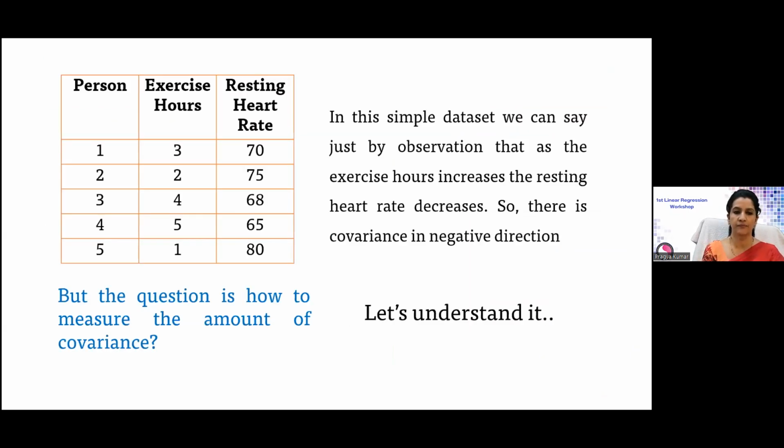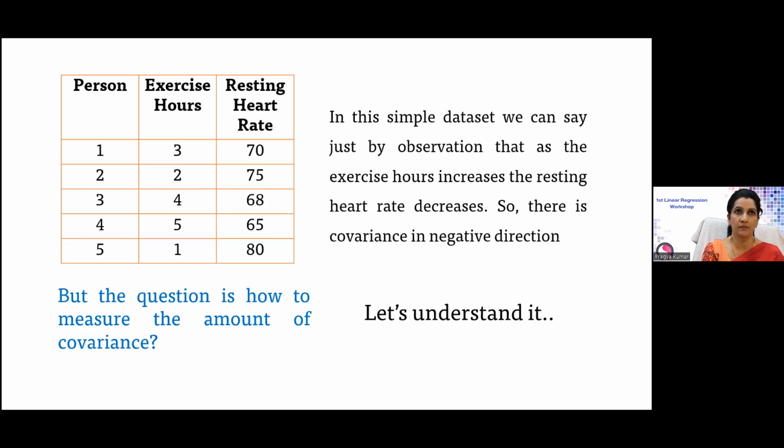So let's see this one. The first person does 3 hours of exercise per week and the resting heart rate is 70. The second person does 2 hours of exercise and the resting heart rate is 75. This one exercises 4 hours per week, and the resting heart rate is 68. What can you observe here? Yes, it is inversely proportional. As the number of hours of exercise increases, the resting heart rate decreases.